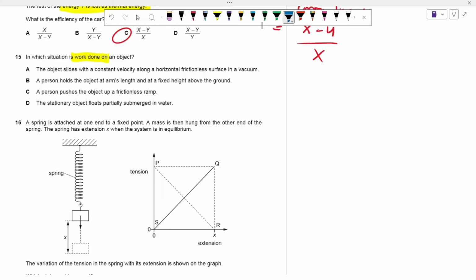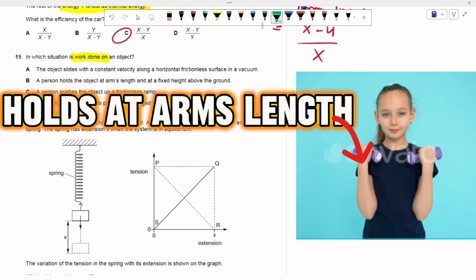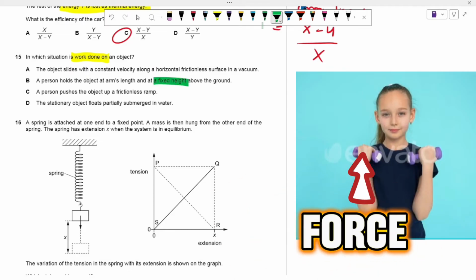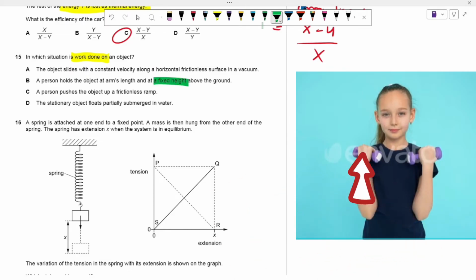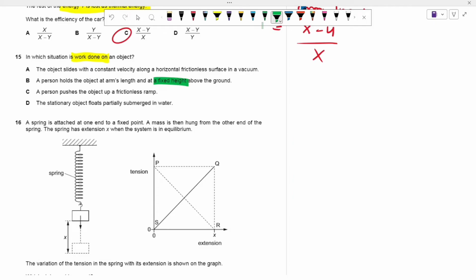You go to B, you have a person trying to act as if they're a muscle man. So they're trying to hold an object at arm's length, keeping it at a fixed height. Since it's a fixed height, there is no change in displacement. So you're not doing any work, even if you're exerting a force to hold that object. If there is no displacement, there is no work done.